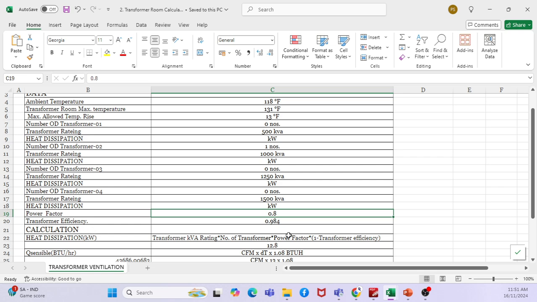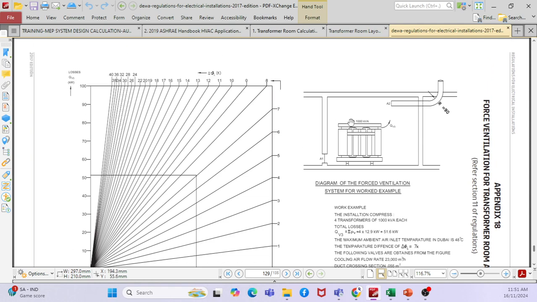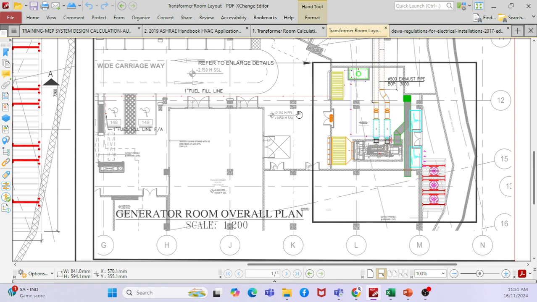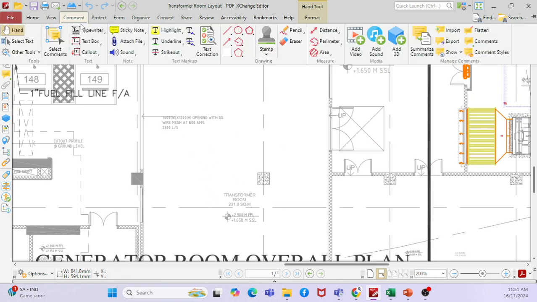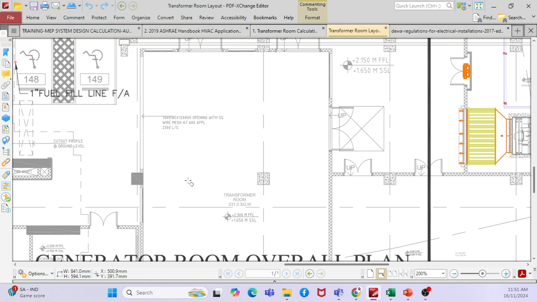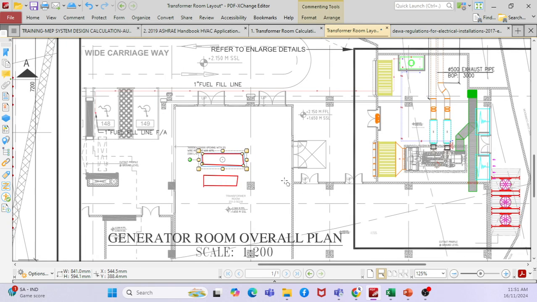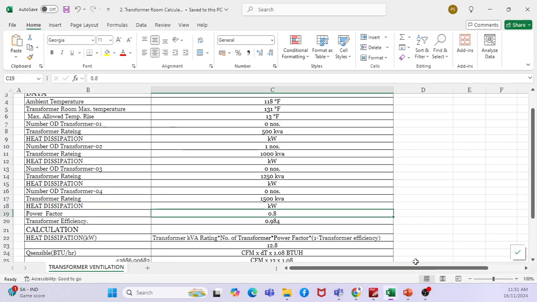Then multiply by the number of transformers. Say in one transformer room you may have multiple transformers. Say this is my transformer room, I will have one transformer here, then another transformer here. This number of transformers depends upon the required load of the building, so based on that we calculate.